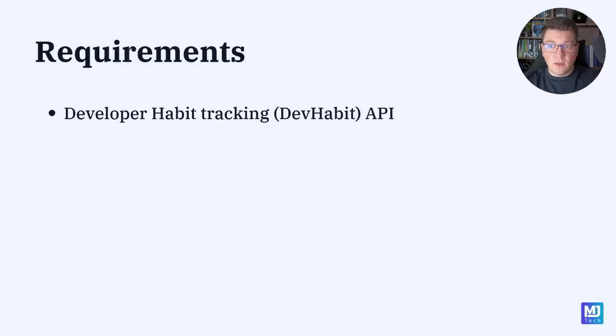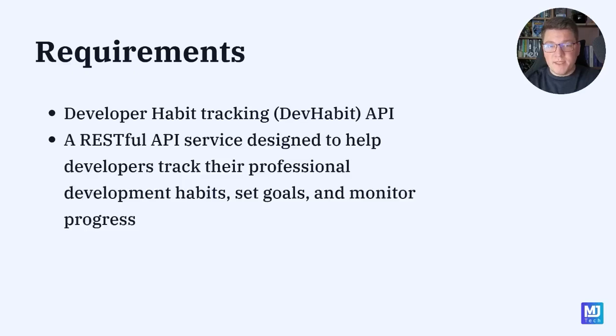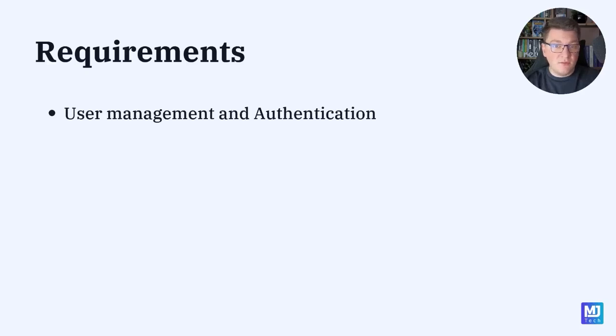We're going to build a developer habit tracking API, which I will call DevHabit. If this name is already taken by some application out there, the similarities between them are entirely accidental. So what is DevHabit? It's a RESTful API designed to help developers track their professional development habits, set goals, and monitor their progress. Let's break this down further into individual functional requirements that we have to support.